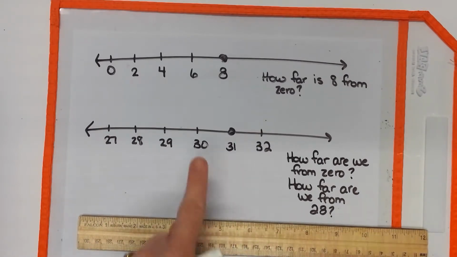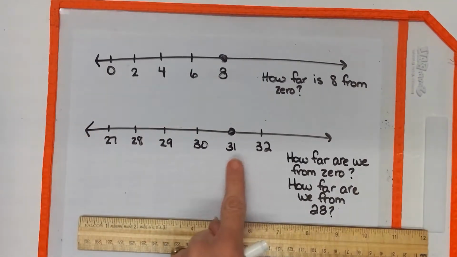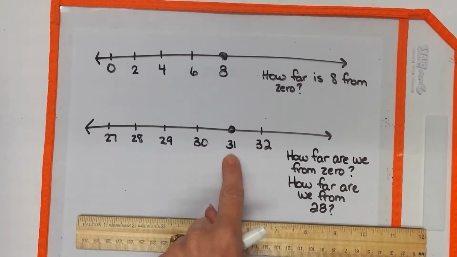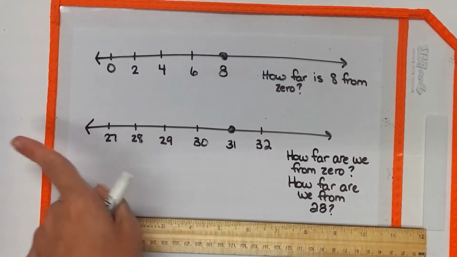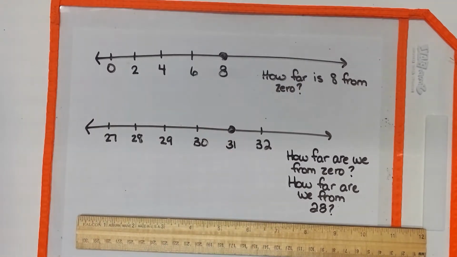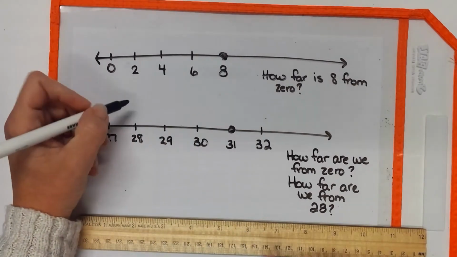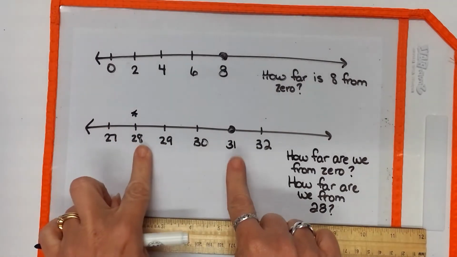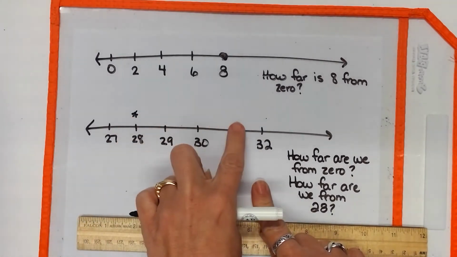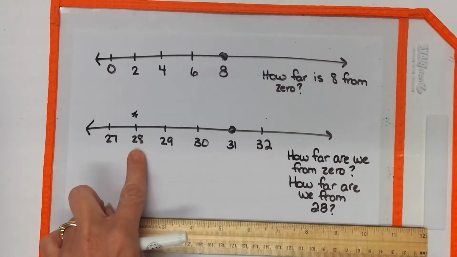So I could also give them just a part of a number line, not necessarily starting at 0, but I would ask them, how far are we away from 0 if we're at 31? And we want them to understand that 0 is way down at the other end of the line, but I'm 31 spaces from 0. I also want to ask the students, how far away am I from 28? So if I'm at 31 and the start was at 38, I'm looking for the distance. How far apart are these? 1, 2, 3. They're 3 spaces apart. So 31 is 3 away from 28.